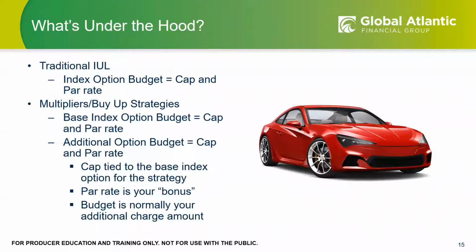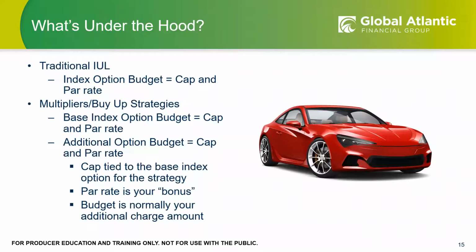In traditional IUL without multipliers, your index option budget buys you a cap and a participation rate. Those caps and participation rates are influenced by interest rates and volatility. That's really what drives the cap and participation rate. Within multiplier and buy-up strategies, you still have your base index option budget, just like in your traditional IUL. But now you've got an additional option budget that buys another cap and participation rate.